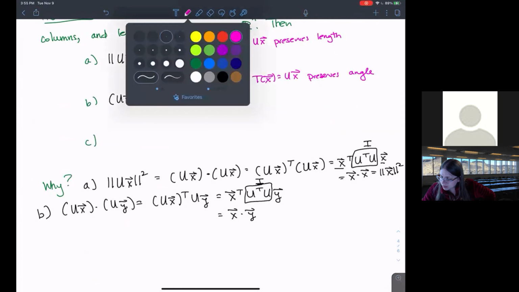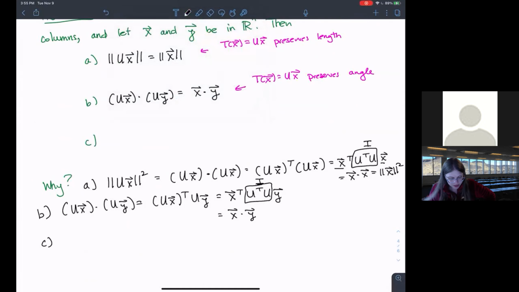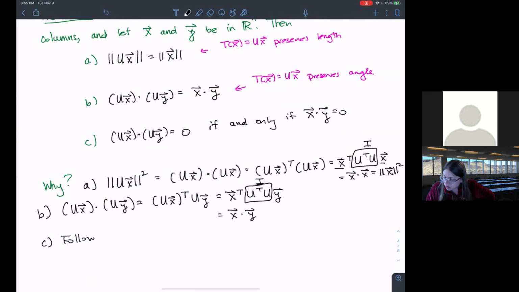And then the last one is really a special case of that. Ux dot Uy equals 0 if and only if x dot y is 0. And that just follows from B. It's really a special case of B in the case that x dot y is 0. But again, what you want to think of is if I have two vectors that are orthogonal and I transform them with U, they're going to remain orthogonal. They're just going to shift around in space somewhere.